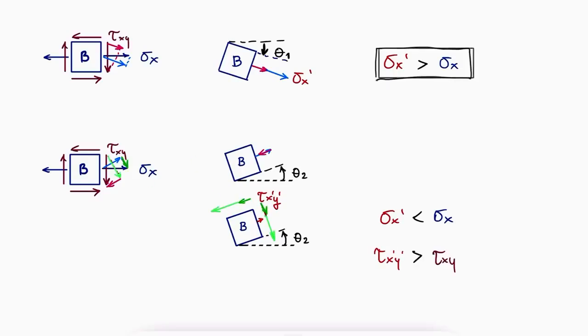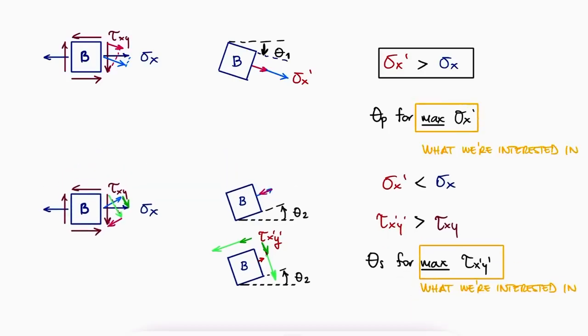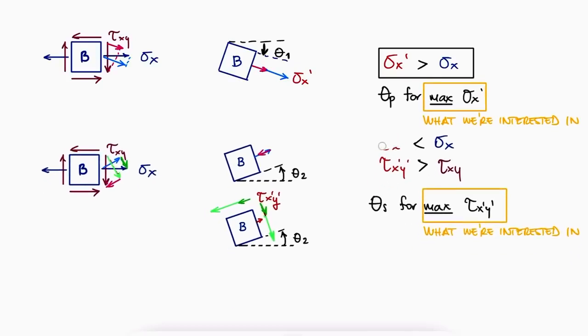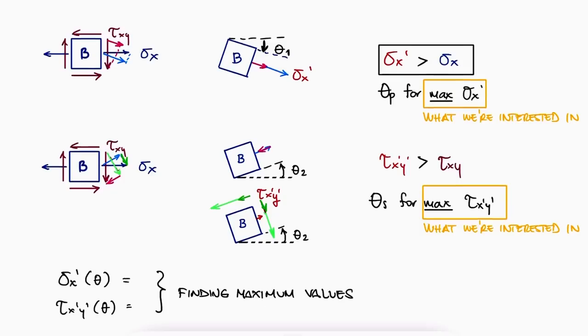The two angles theta, for which we find the maximum value of sigma x prime and the maximum value for tau x prime y prime, are important for some applications, but we mostly care about the maximum shearing and normal stresses. For any given rotation theta, we can find an expression that allows us to calculate the new normal stress sigma x prime and another one for tau x prime y prime. Optimizing the values for these expressions, which means finding their maximum values, can be done either mathematically by taking their derivative and solving for 0, or graphically by plotting their functions and finding the maximum values. This graphical alternative is what we call the Mohr's circle.